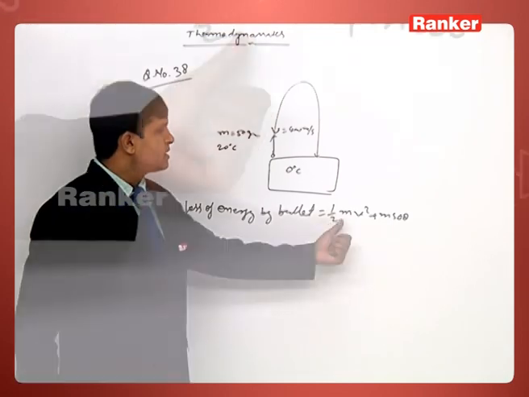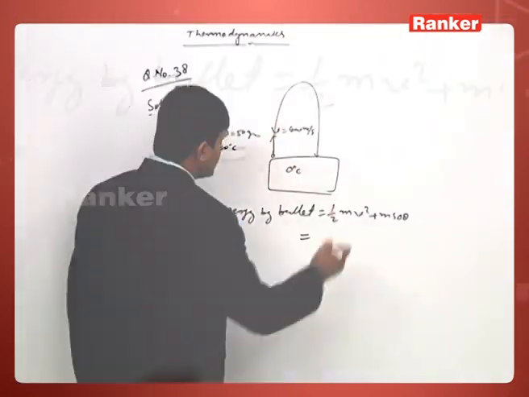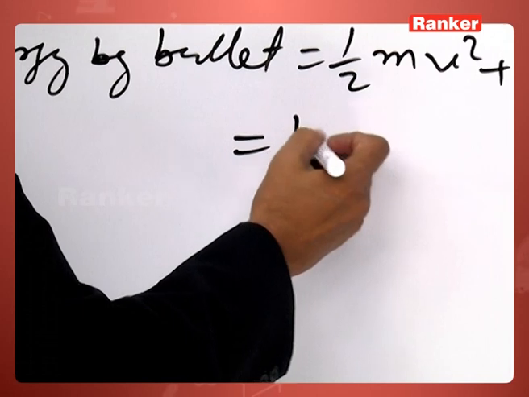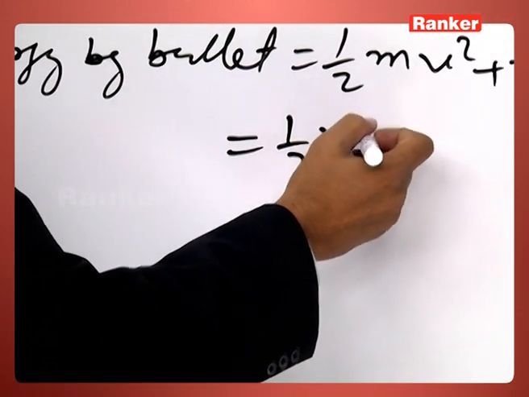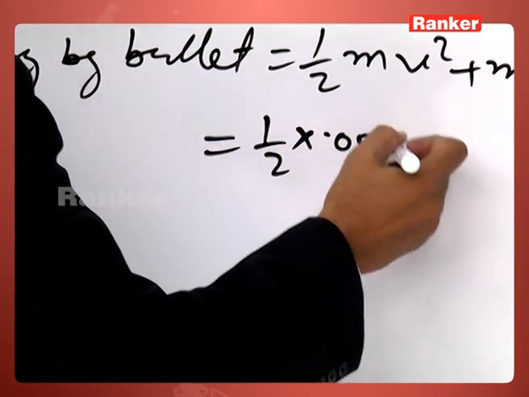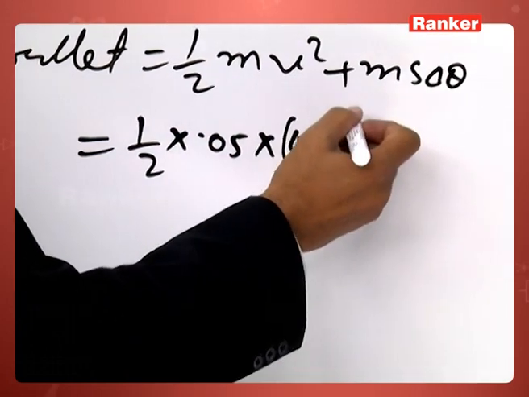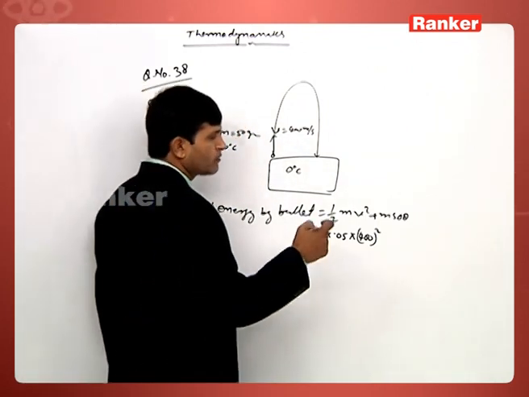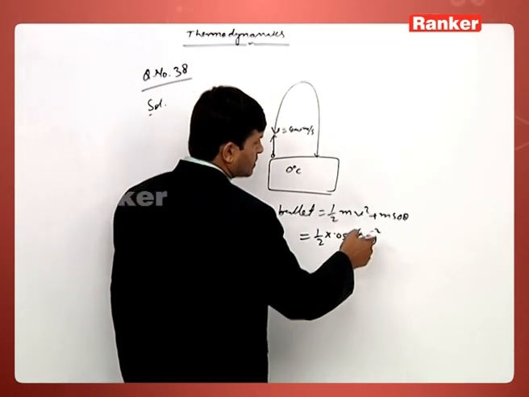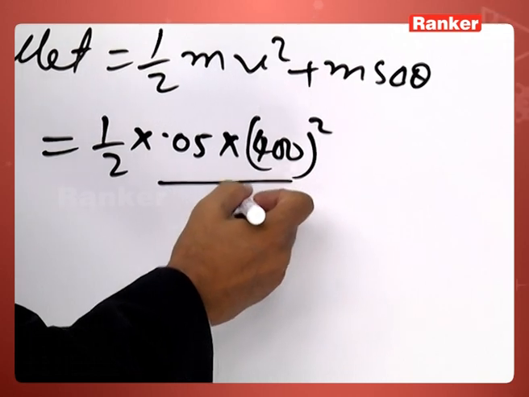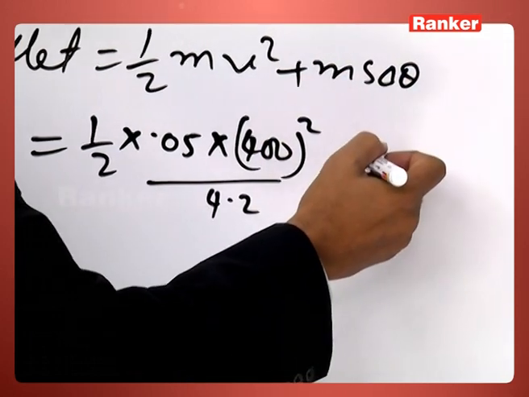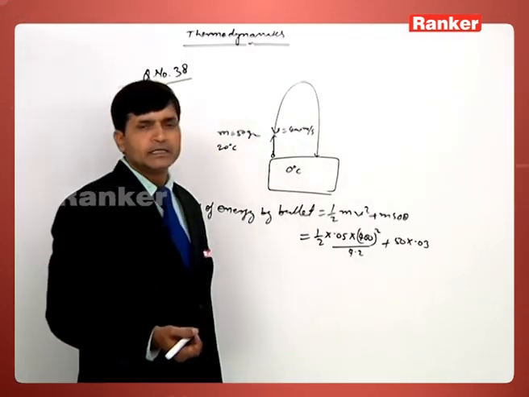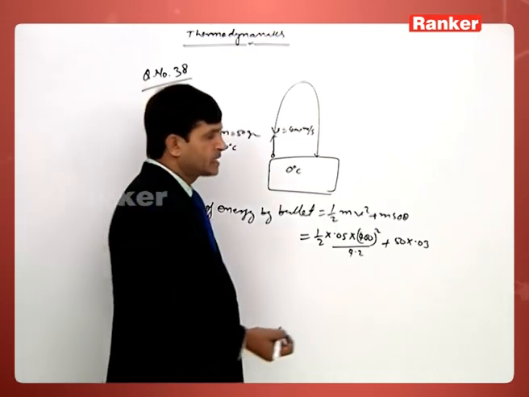We can convert the quantity into calorie. Half mass 0.05 v square, 400 square. This is in joule, so convert into calorie. So 1 calorie is 4.2 joule. So 1 joule is 1 by 4.2 calorie, plus m, which is 50, s 0.03, and delta theta is 20 degrees Celsius.